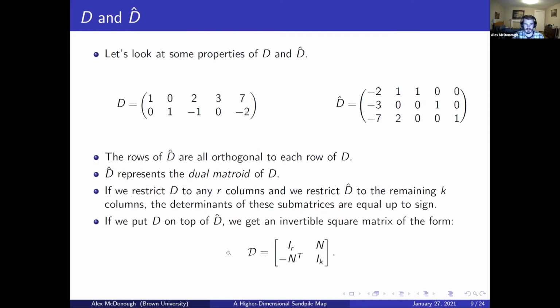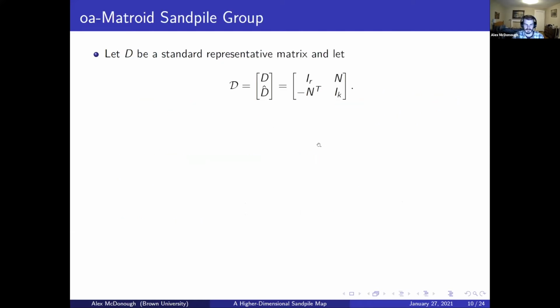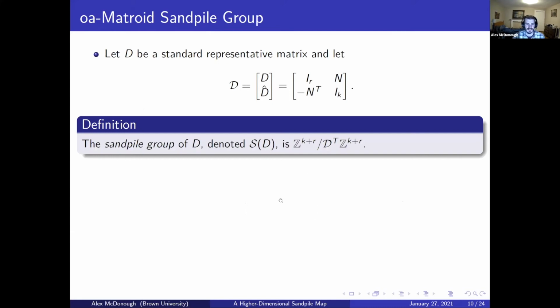And what we can do is we can put D on top of D hat, and that gives us an invertible square matrix of this form right here. So we're going to be very interested in this matrix, which I'll call fancy D because this D is kind of fancy. So the Sandpile group of D is going to be Z to the k plus r mod fancy D transpose Z to the k plus r. So this is also called the co-kernel of this matrix, fancy D.